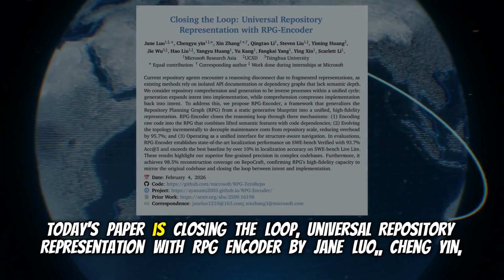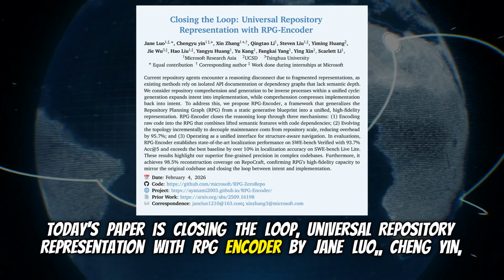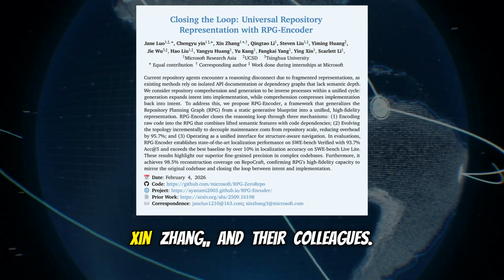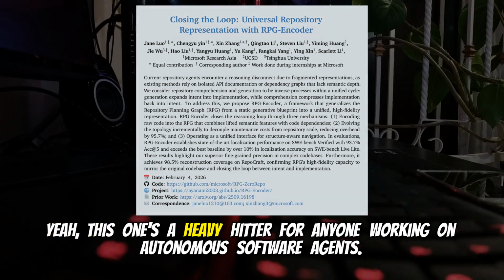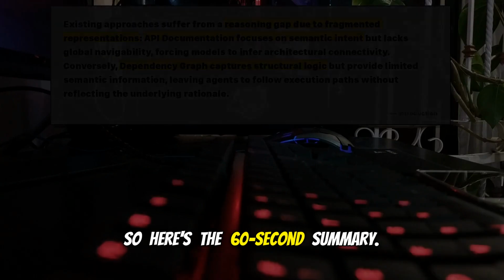Today's paper is Closing the Loop, Universal Repository Representation with RPG-Encoder by Jane Luo, Chengyi Yin, Xin Zhang, and their colleagues. Yeah, this one's a heavy hitter for anyone working on autonomous software agents. So here's the 60-second summary.